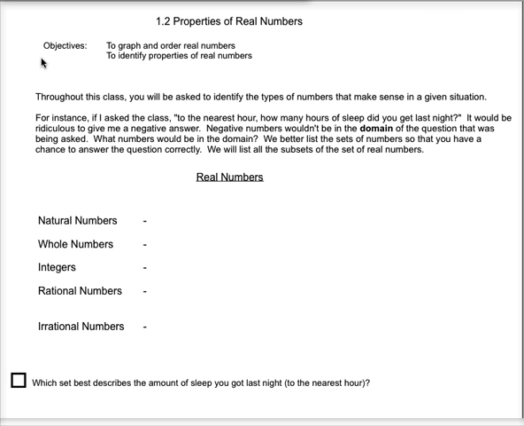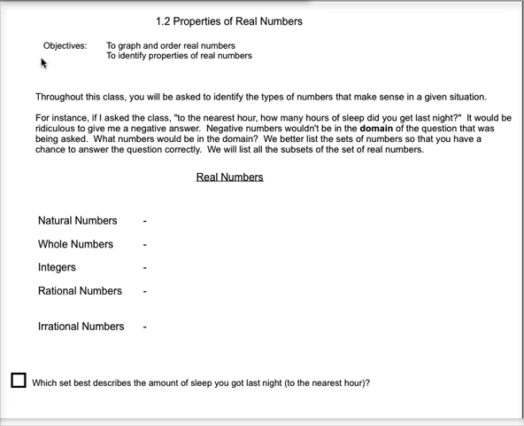All right, so today we're talking about lesson 1.2, properties of real numbers. Objectives I want us to get out of today: how to graph and order real numbers, and how to identify properties of real numbers. Throughout this class, you'll be asked to identify the types of numbers that make sense in a given situation. For example, if I were to ask you, to the nearest hour, how many hours of sleep did you get last night? Think about how nonsensical it would be if you tried to give me a negative answer. Negative values would not be involved in that domain of numbers, that solution of possible numbers.